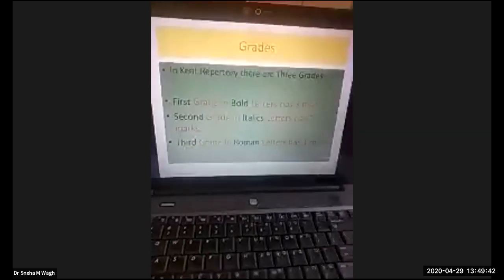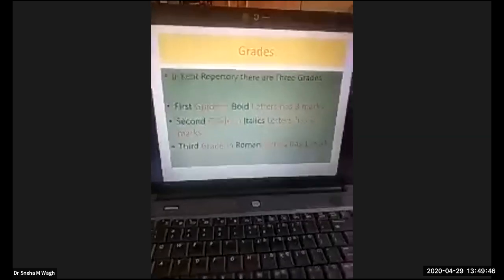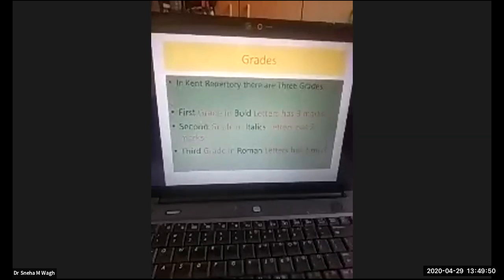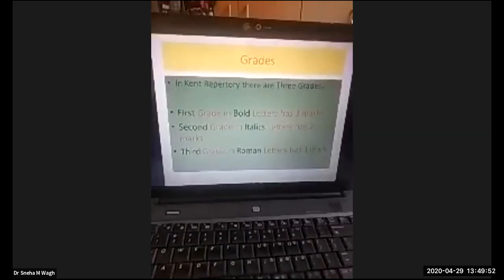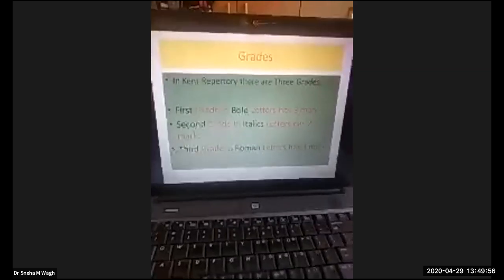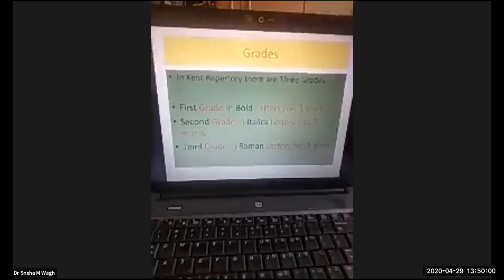In Kent repertory, the first grade is in bold letters, which has got 3 marks. The second grade is in italic letters, which has got 2 marks. The third grade is in Roman letters, which has 1 mark.